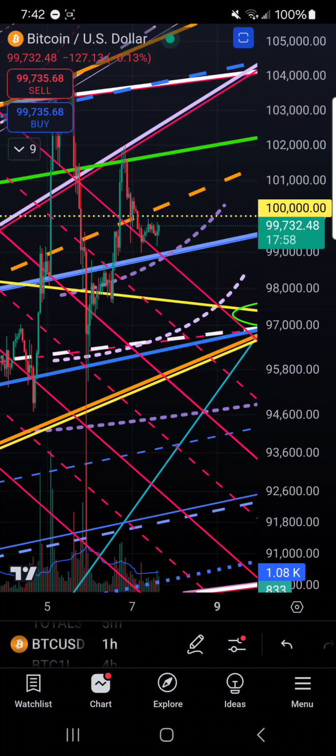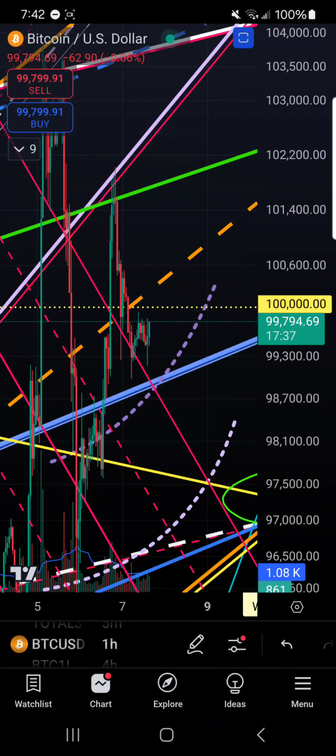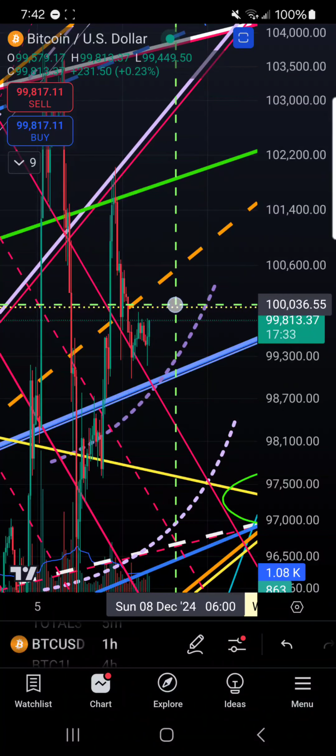Here we are looking at the Bitcoin US dollar index on the hourly time frame. And Bitcoin is at 99,767 as we speak here on a Saturday morning where I am. Now, the dashed line here is 100,000, just for reference.